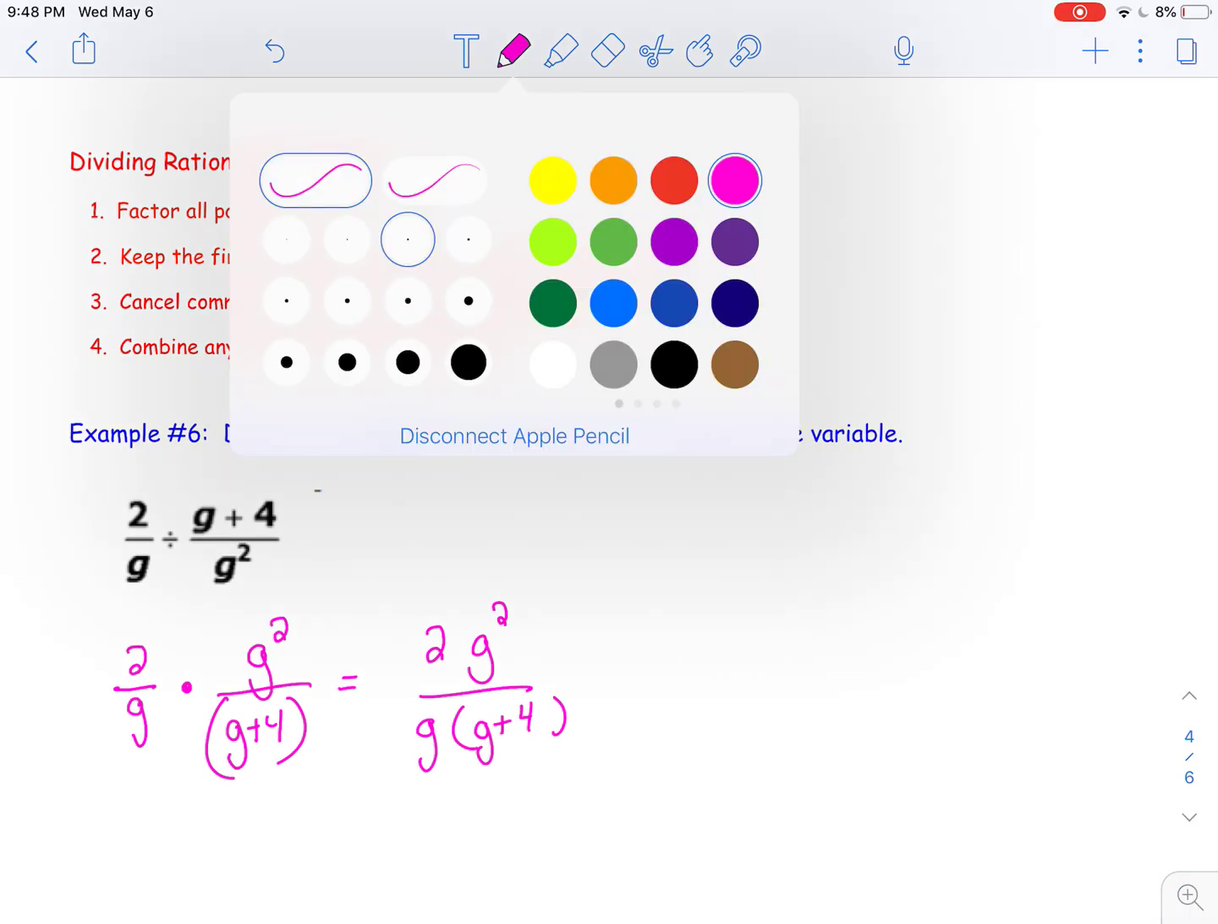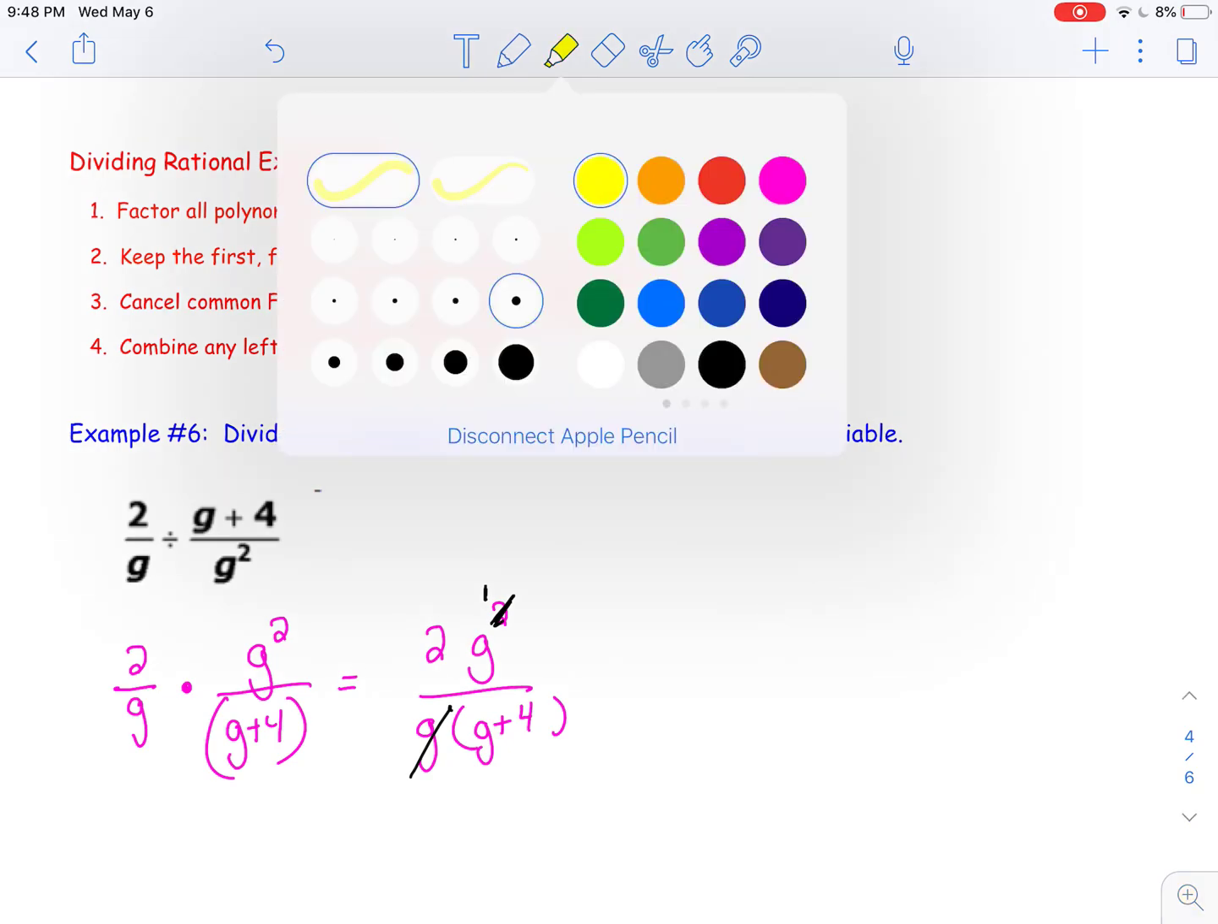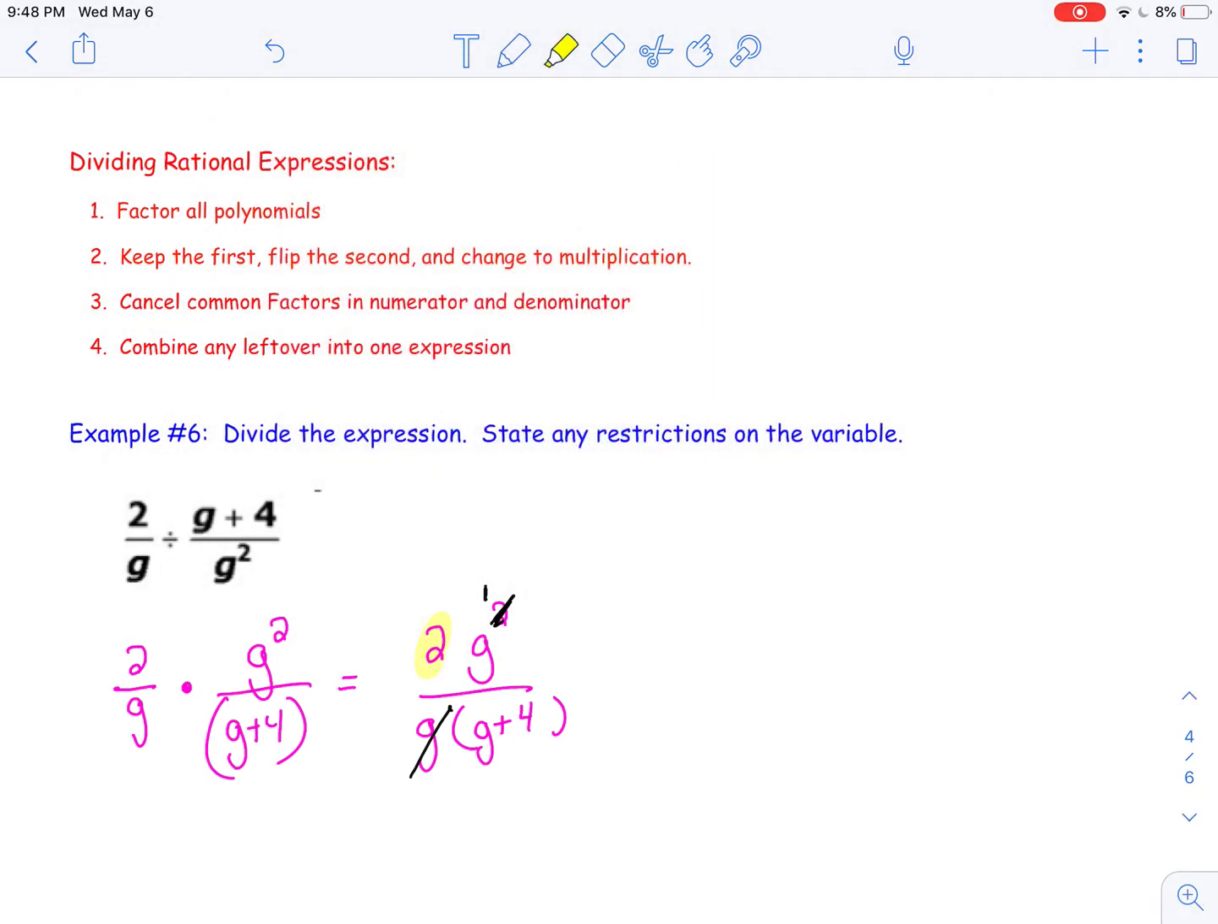I go ahead and make any canceling that I can. I can cancel the g with the g squared, so I'm left with g to the first on the top. A lot of people look at this and they want to cancel the 2 and the 4. I can't do that because that 4 is in the parentheses with the g. So that is one factor, g plus 4. I can't cancel that, so we're just going to leave it as it is. My final answer will be 2 over g plus 4.